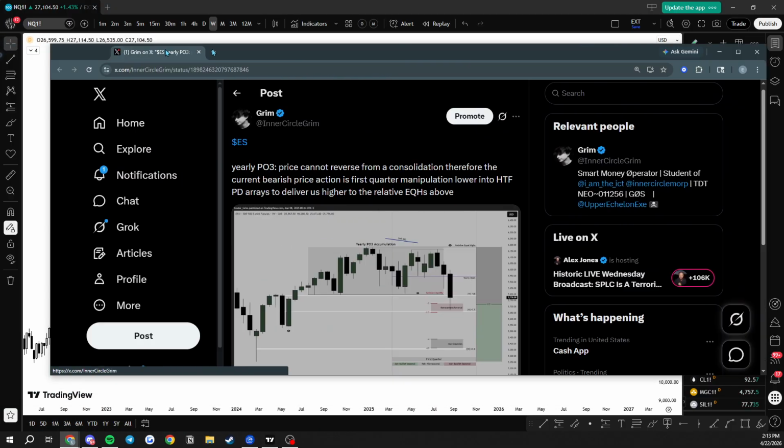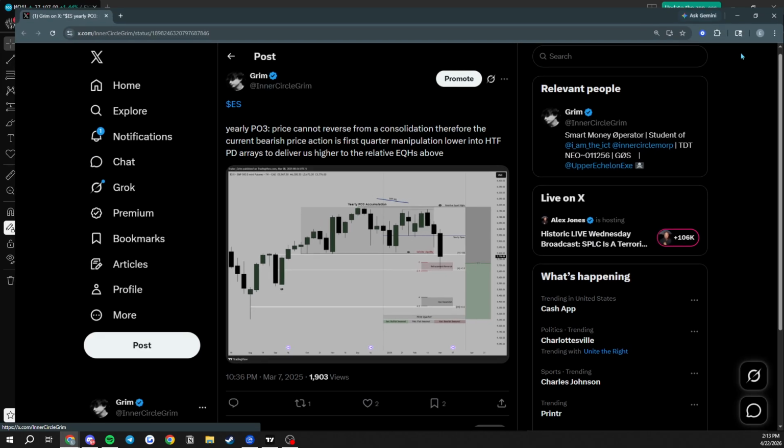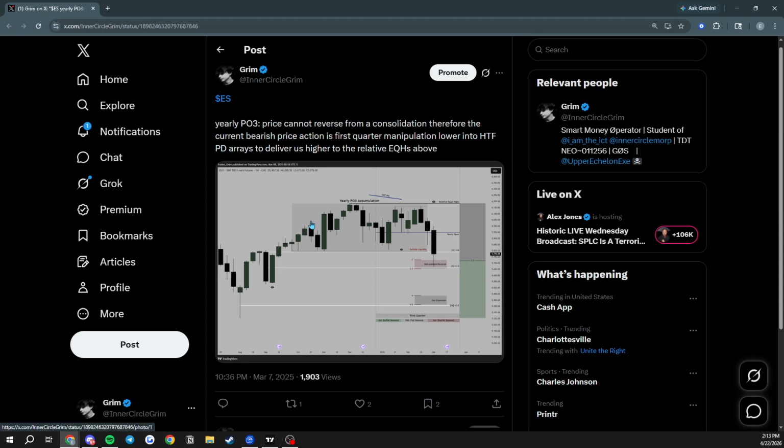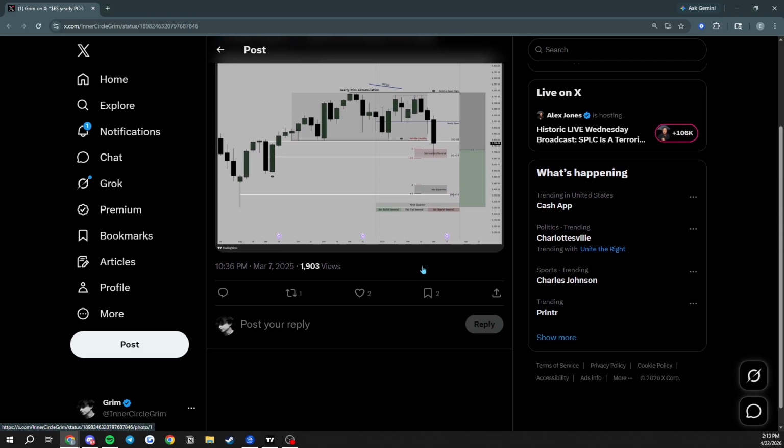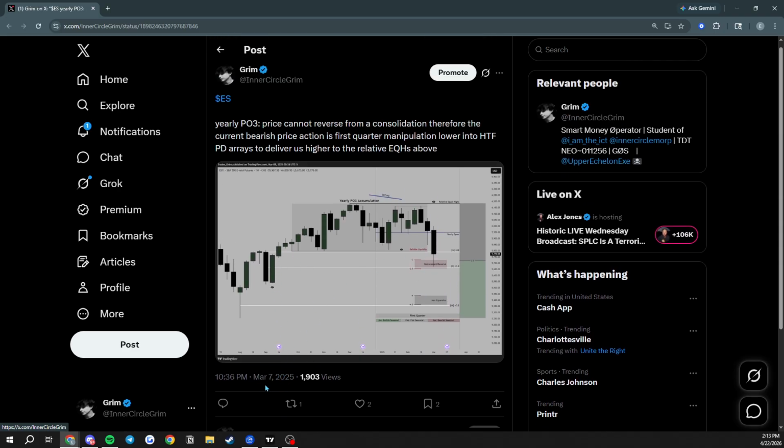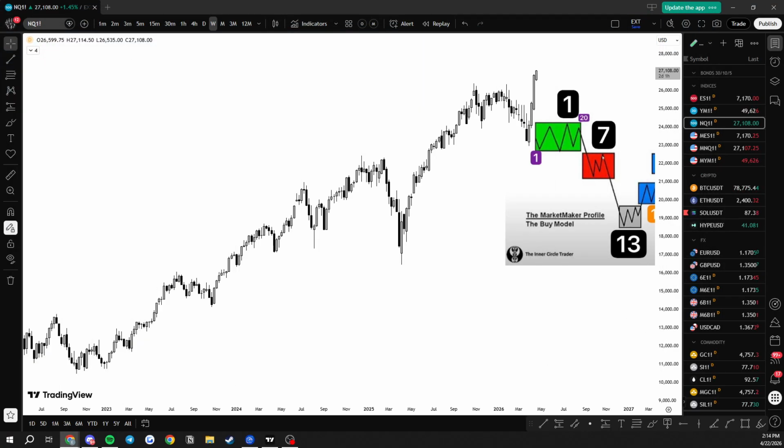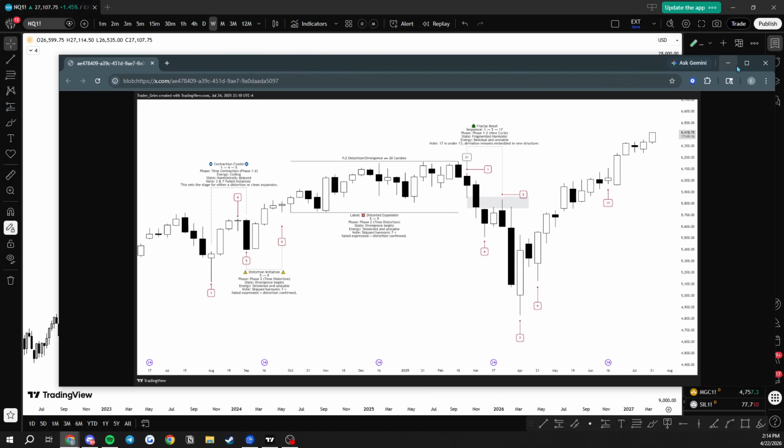Just so you guys can see, we've been using these concepts for a really long time. So we're looking at this yearly accumulation, looking for a move lower, and this was all the way back in March of 2025. Let's see, is there a way I can? Yeah, here we go.